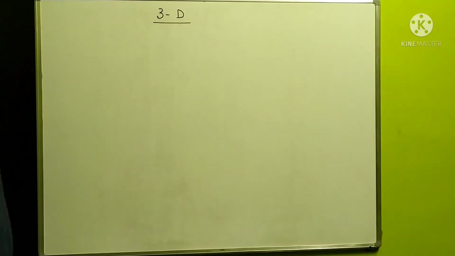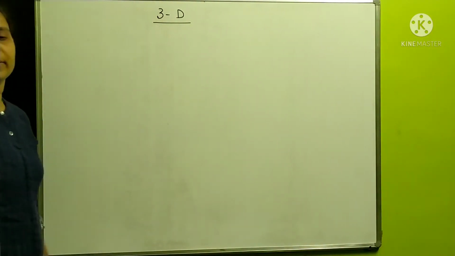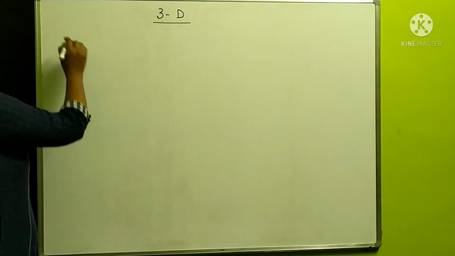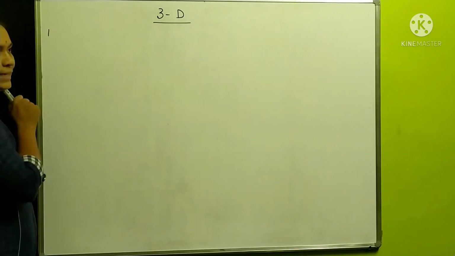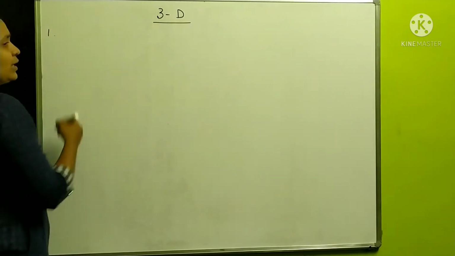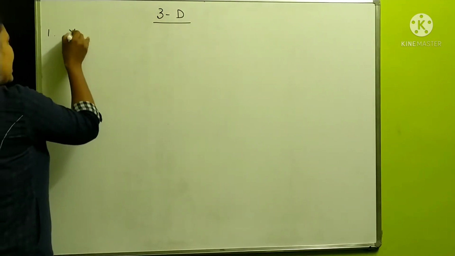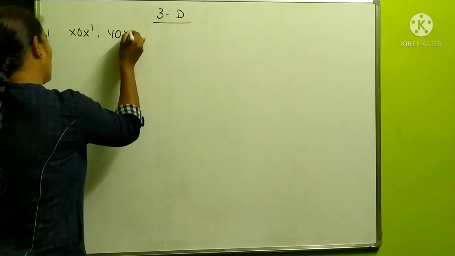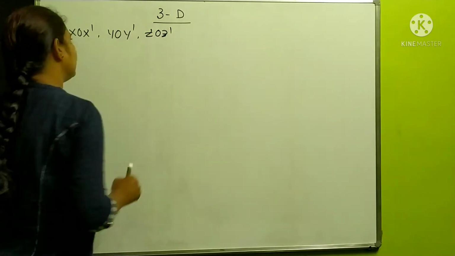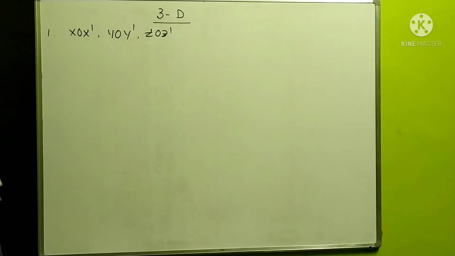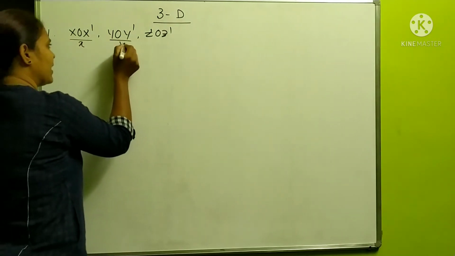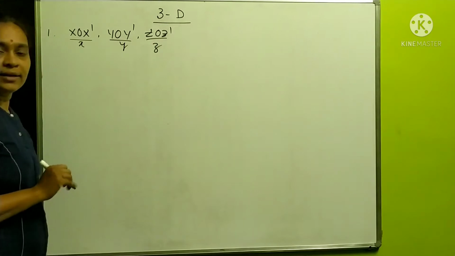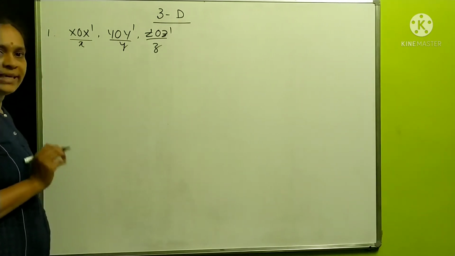Students, today I am discussing the topic three-dimensional geometry. Let us discuss a few points, that is, the synopsis. In 3D you will come across three axes, that is XOX', YOY', ZOZ', which are nothing but the X axis, Y axis and Z axis. All the three are mutually perpendicular to each other.